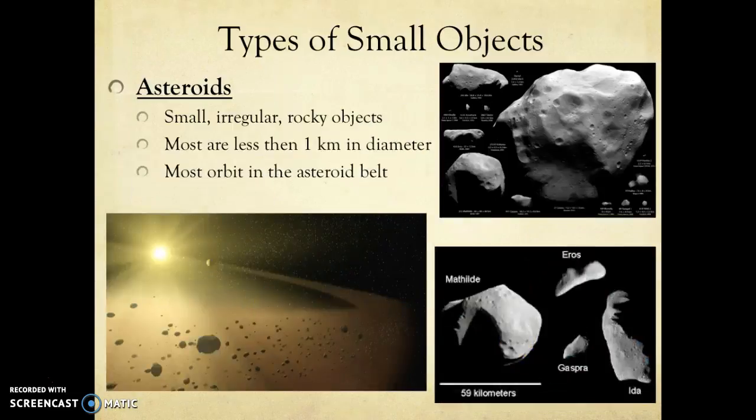We also have asteroids. Asteroids are small rocky objects that have an irregular shape. Most of them are actually less than 1 kilometer in diameter. So most of them are pretty small, but there are ones that are much larger. For example, in the bottom picture, in the corner, you can see that there are ones that are much bigger. Now, most of these orbit in the asteroid belt. There's a few oddballs that don't, but most of them are in the asteroid belt, and that's exactly why we call it the asteroid belt.